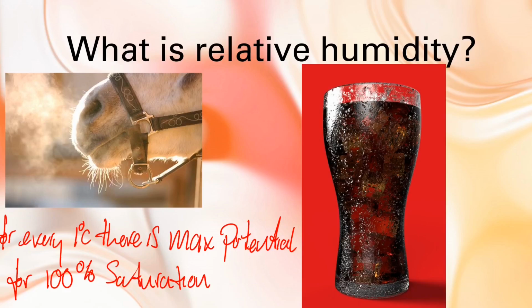Okay, so we're applying energy into the air. Going back, for every 1 degree there is a maximum potential for 100% saturation. So just like the sponge, we're providing more temperature, more energy into the environment. Therefore it has a potential to hold a maximum 100% saturation.